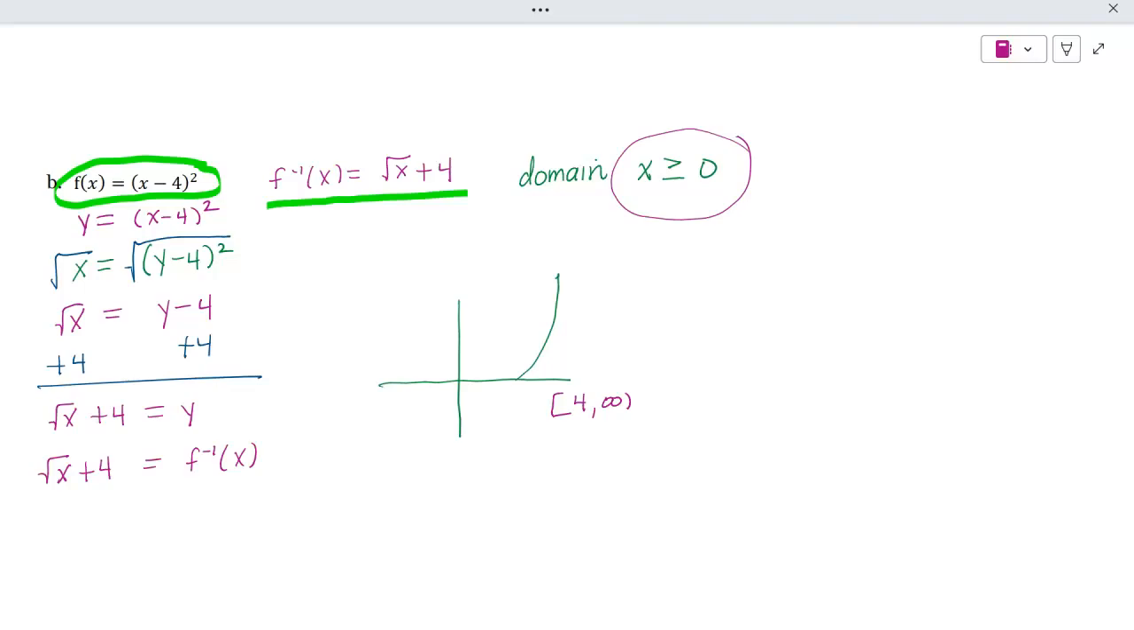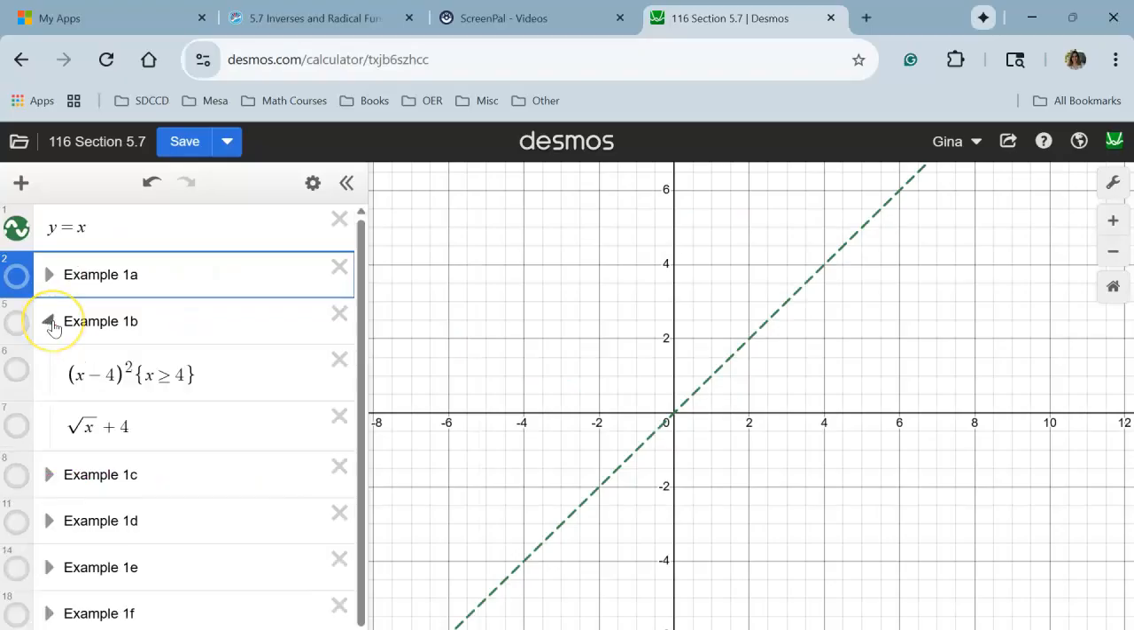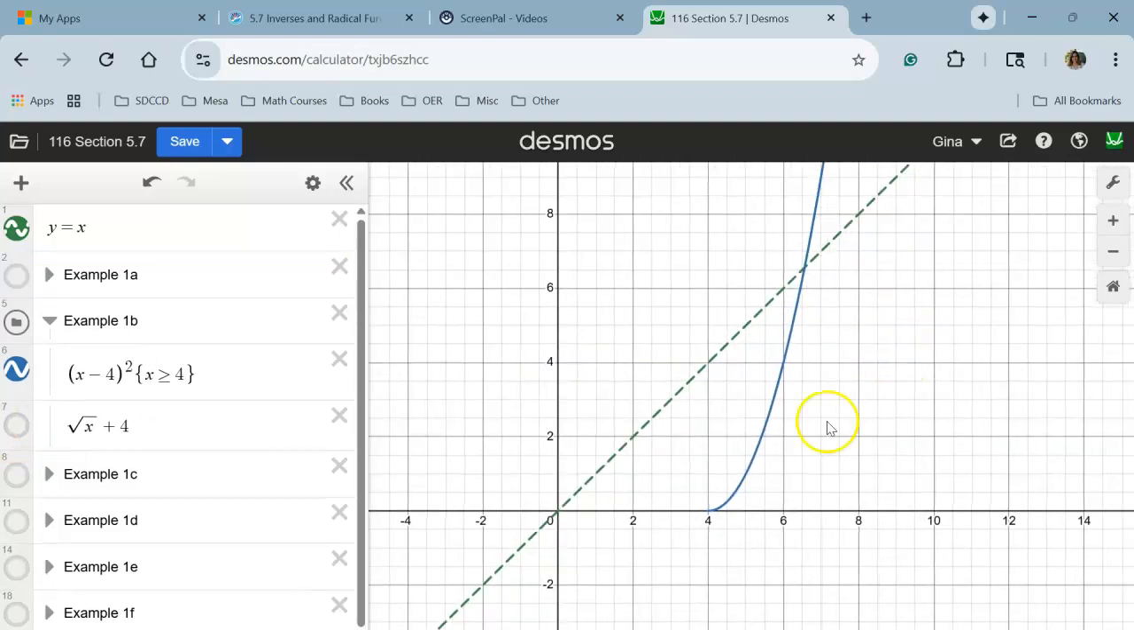Let's go to Desmos and take a look at this. It'll make a lot more sense when we see the picture. So the original function that we had was this blue graph here. Again, this is half of the parabola. You can see that we've restricted to take x values that are only greater than or equal to 4. And the reason for doing that is that when we reflect across the line y equals x, we can see that our square root graph is beginning at y equals 0.